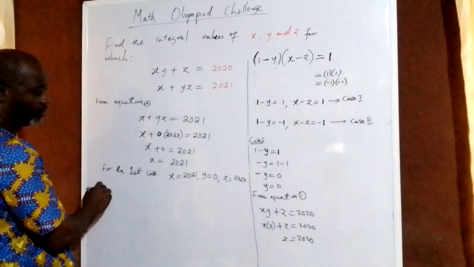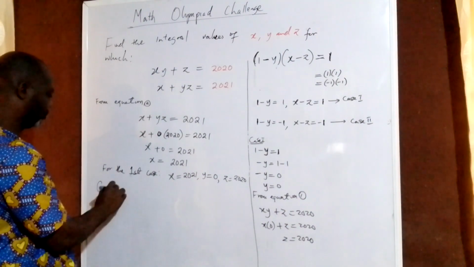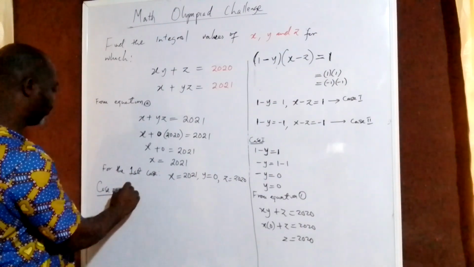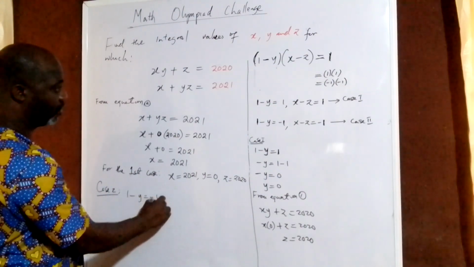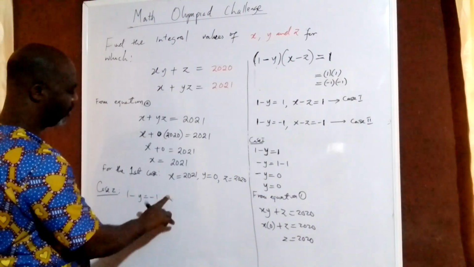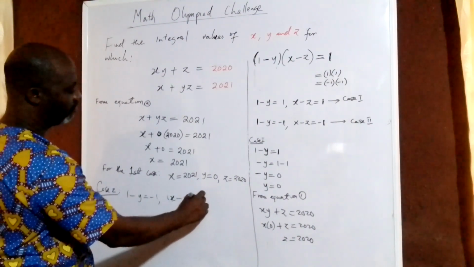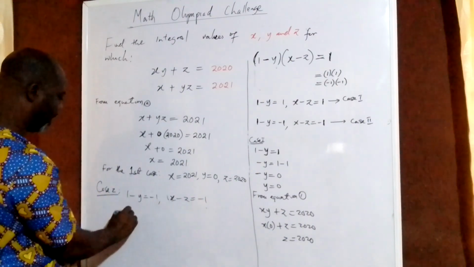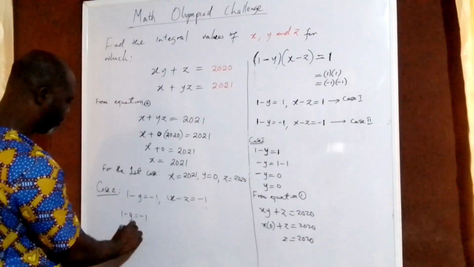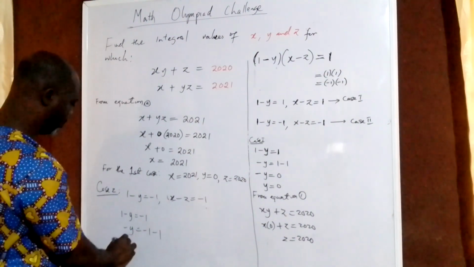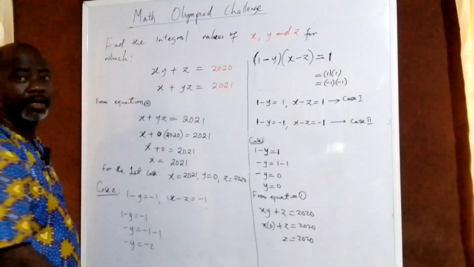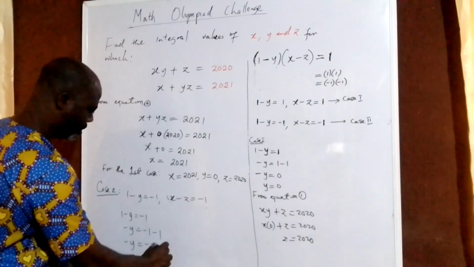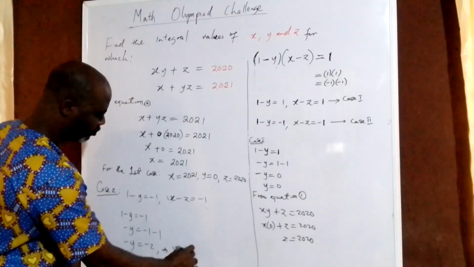For case 2, what do we have? We have 1 minus y equal to minus 1, and then x minus z equal to minus 1. As usual, from here, 1 minus y equal to minus 1, minus y equals minus 1 minus 1, minus y equal to minus 2. And so that will give us y to be equal to 2.